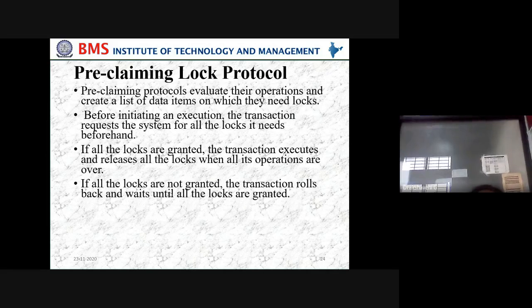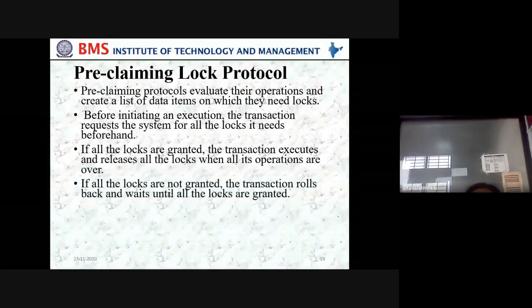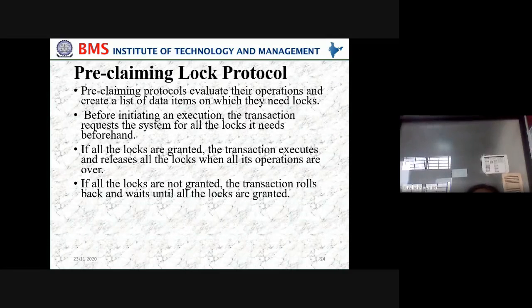When do we unlock? When I've completed editing, then I can say you can unlock this. Then the pre-claim lock protocol. The pre-claim protocol evaluates its operations and creates a list of data items on which it needs locks. Before initiating an execution, the transaction requests the system for all the locks it needs beforehand. If all the locks are granted, the transaction executes and releases all the locks when all its operations are over. If all the locks are not granted, the transaction rolls back and waits until all the locks are granted.